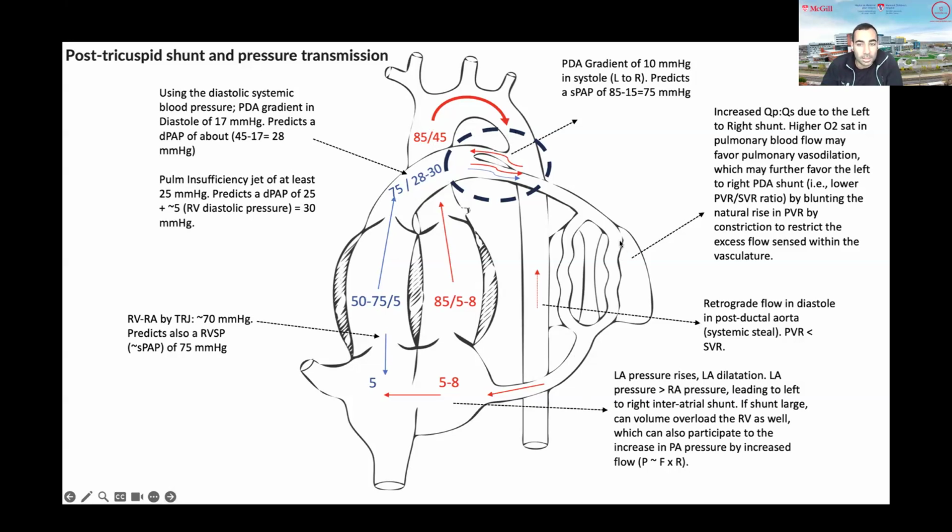We know that typically the resistance in the lungs is lower than the resistance in the body. So what's going to drive that? It's going to be flow. We just said pressure is a function of flow times resistance. So your flow is going to dramatically increase in your lungs. You're going to get increased Qp:Qs.